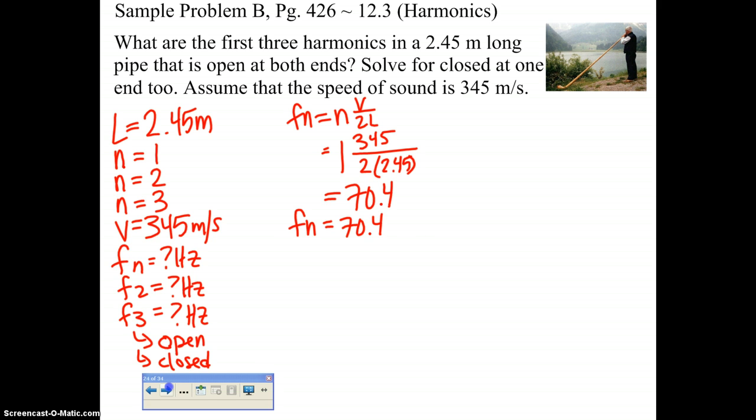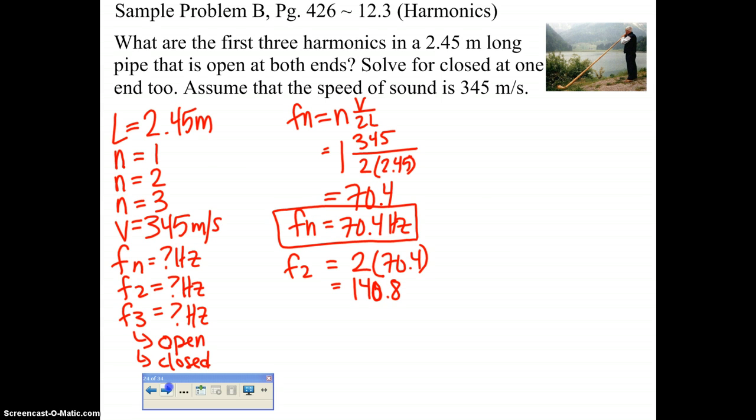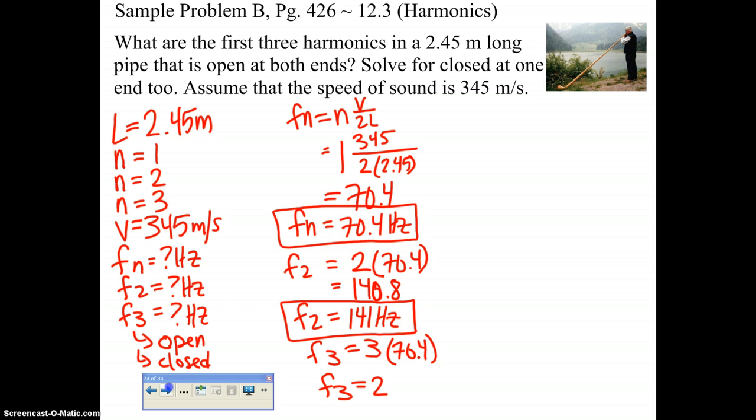Guys, if everything is present, 1, 2, 3, 4, 5, etc., real quickly, how can you figure out the second one, the third one, etc.? All you have to do for F2 is say 2 times 70.4. You can do that in your head. 140.8. So your F2 is going to be 141 hertz. Therefore, what is F3 going to be? Well, F3 is going to be 3 times your natural frequency. That one you could do in your head as well. Long story short, F3 equals 211 hertz.